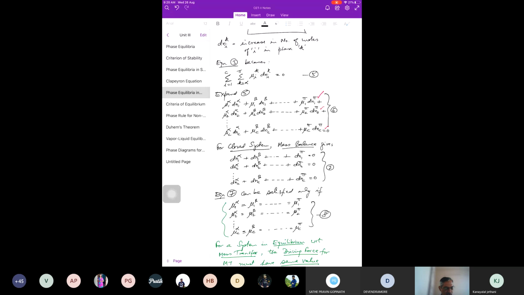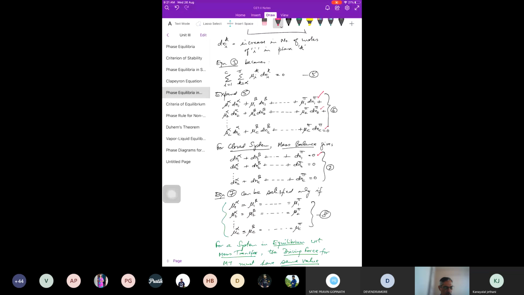So there is going to be no change in the number of moles of component 1. It will be constant. That is the material balance seen in PC. If there is no reaction, the number of moles will remain constant. So in that case, we can write dn1 in alpha phase plus dn1 in beta phase plus up to dn1 in pi phase equal to 0. So the change in the total number of moles in the system is 0. Moles are constant, that means there is no change in moles.